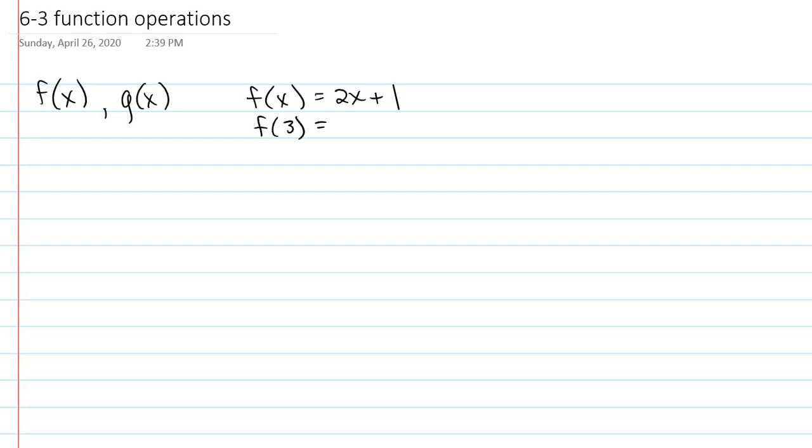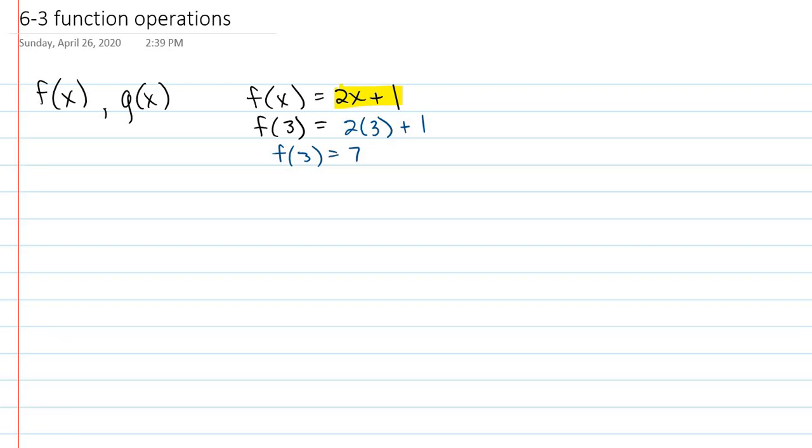If you have to evaluate a function, like if I asked you for f of 3, that just means that in this expression, we are going to take whatever is in the parentheses and multiply it by 2 and then add 1 to it. So since 3 is in the parentheses, we multiply it by 2 and then add 1, so that we would get f of 3 equals 7.